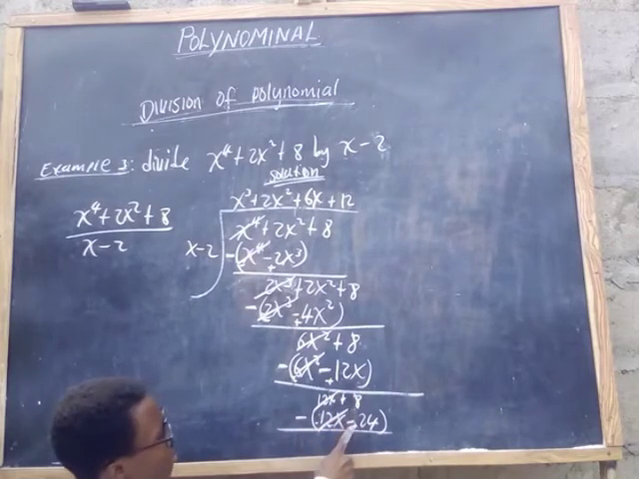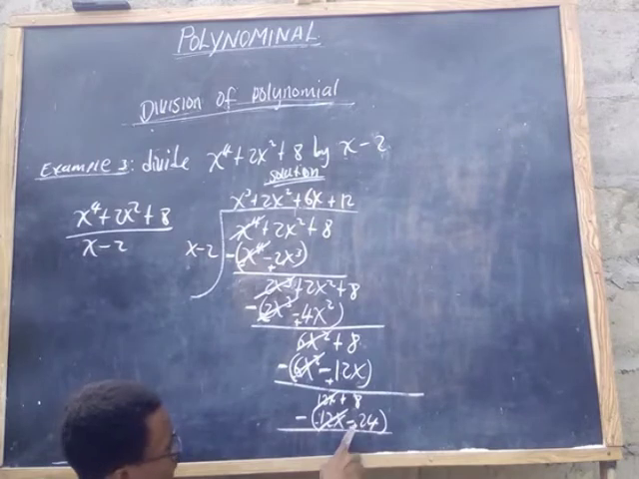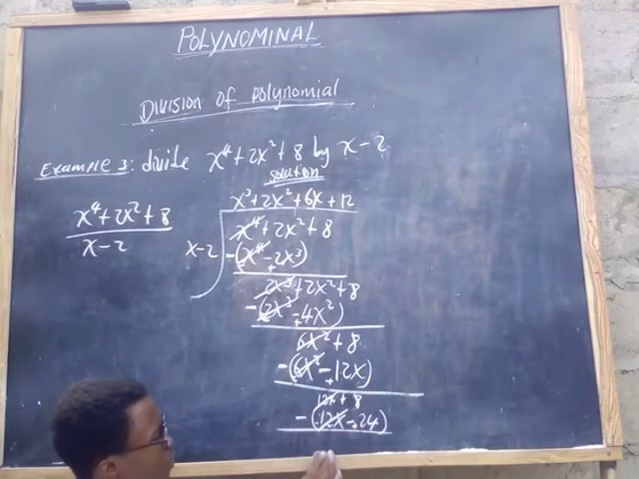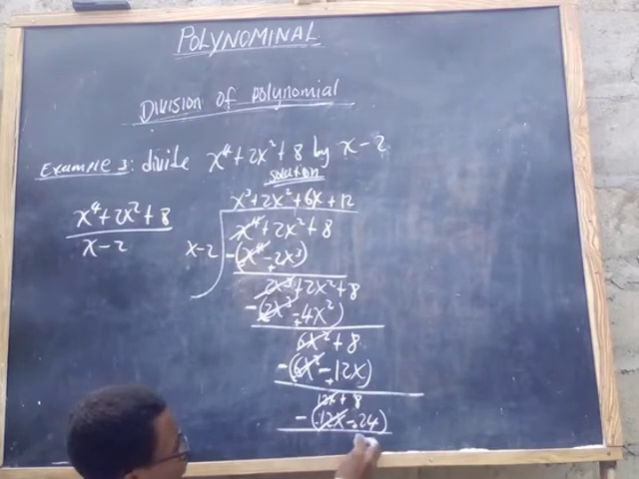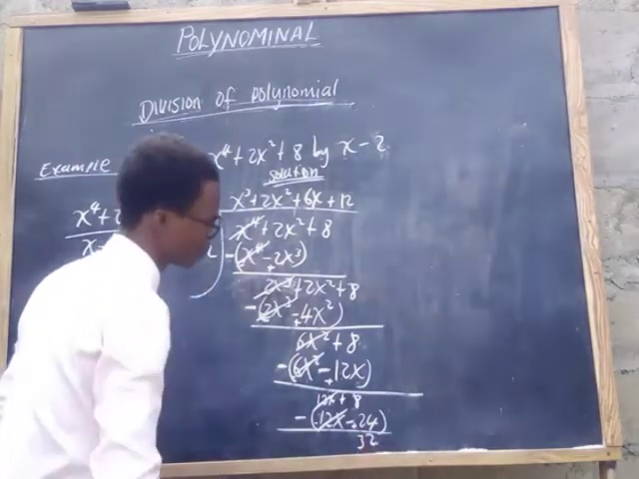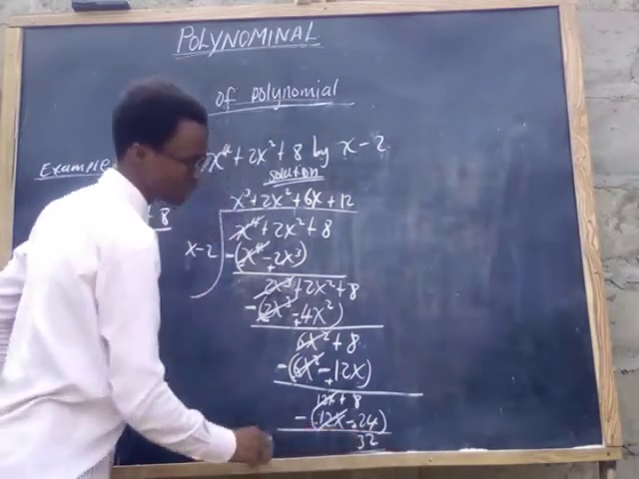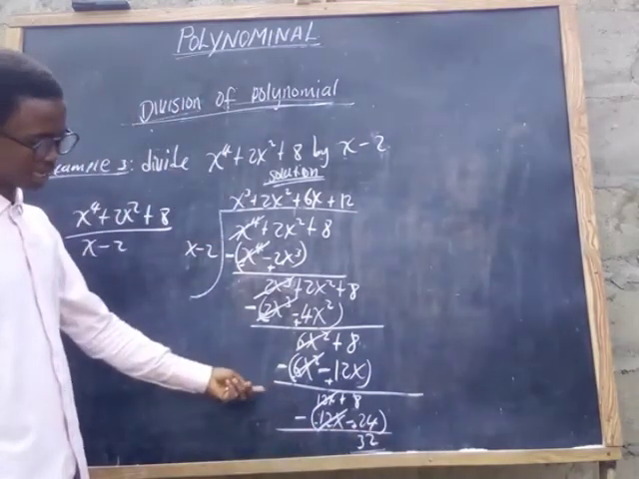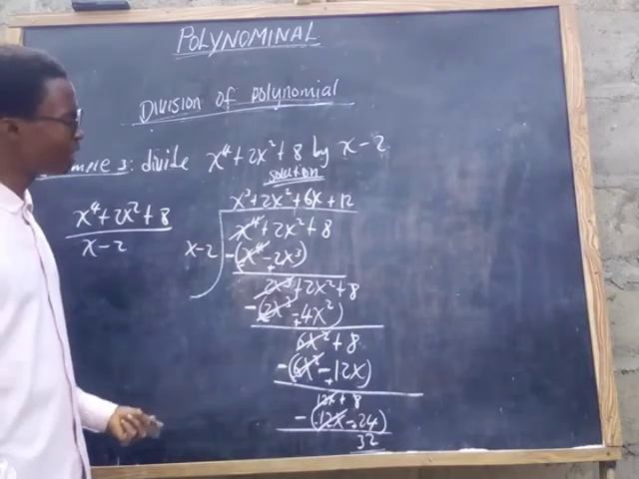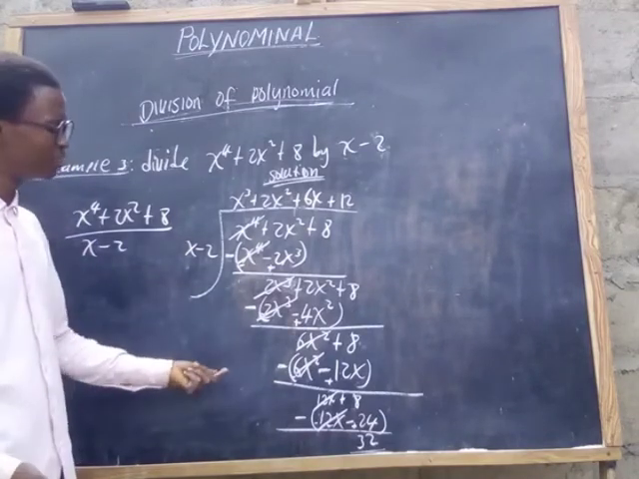So say 8 plus 24 is how many? 32. Right? So this is your remainder that you got. So this is the remainder. If you have any issue, just please replay the video, you understand.